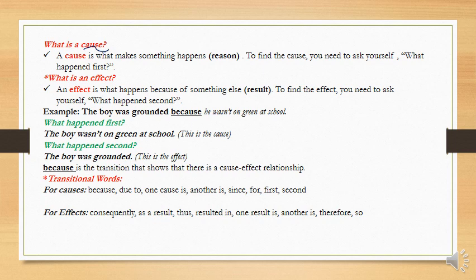So as you all know, a cause is what makes something happen, or the reason behind something. To find the cause, you need to ask yourself always what happened first, because the cause always happens before the effect. The effect is a result of a cause. The second thing we are going to talk about is the effect, and the effect is the result, or what happened next. What happened second. So the cause always comes at the beginning and the effect happens next.